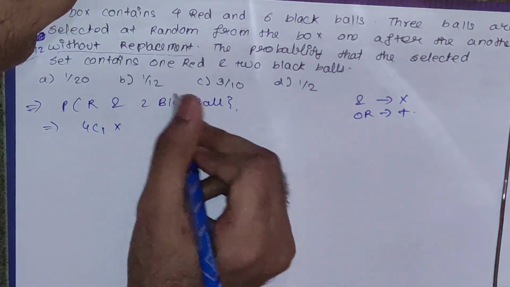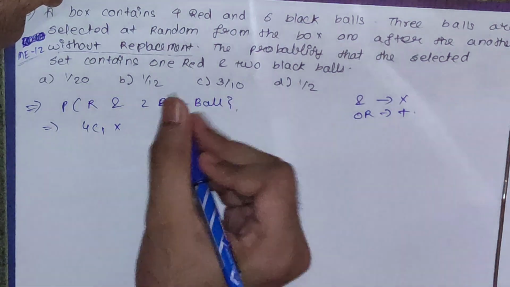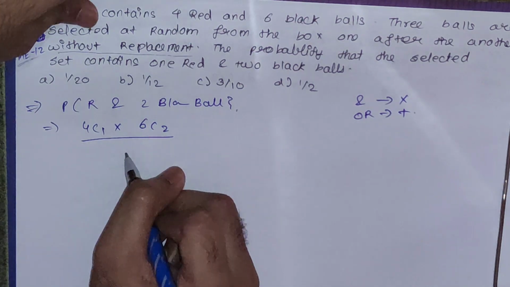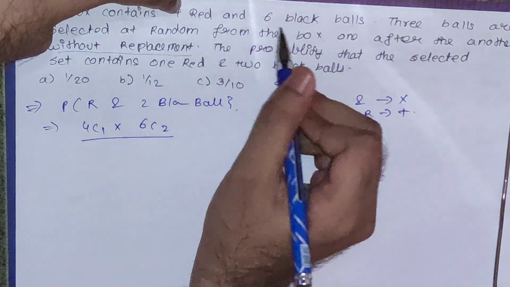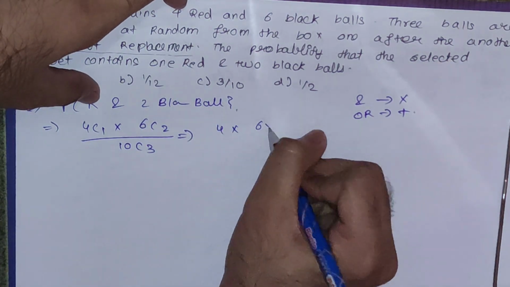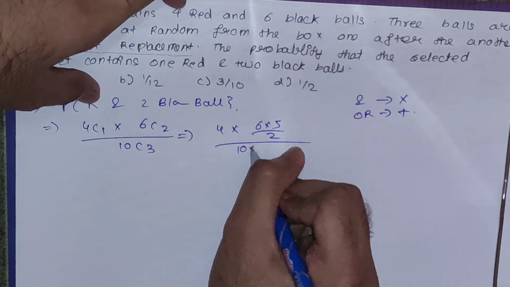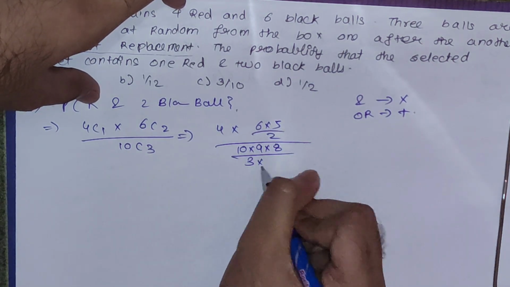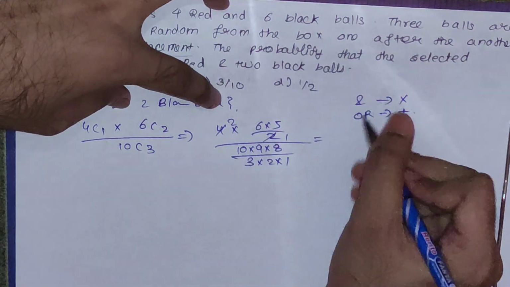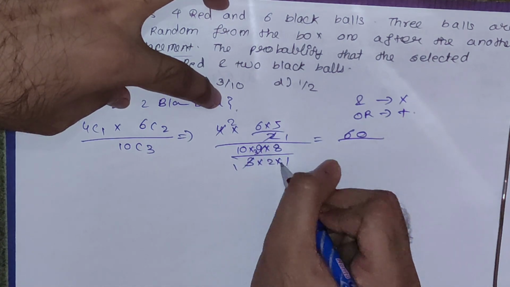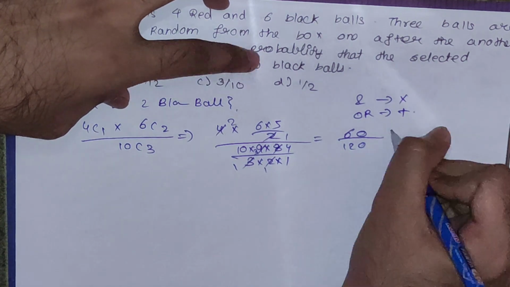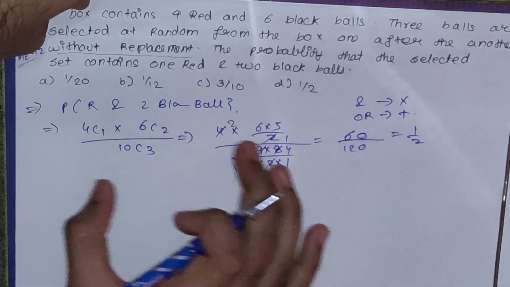Then we need to select 2 black balls. So we will write 6C2, selection of 2 black balls from 6 balls, upon total C3. Total we have 4 plus 6, so 10C3. If you do, you will get 4 into 6 into 5 upon 2, upon 10 into 9 into 8 upon 3 into 2 into 1. So 30 twos are 60 upon 120, so the answer is 1 by 2. This is the answer from the combination approach.